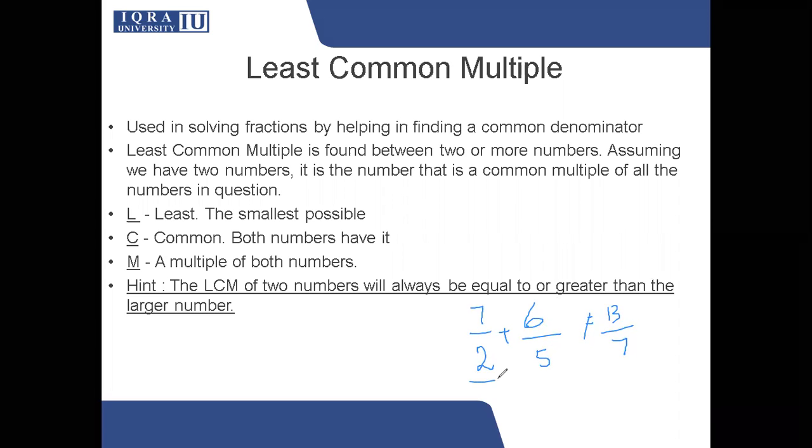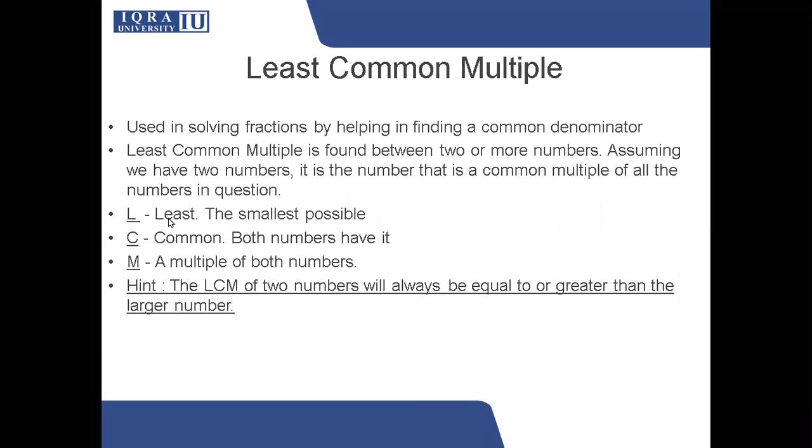We have to find a common denominator. We have to make the denominator the same, and then we add the numerators. So LCM is used to solve these fractions. Least common multiple is found between two or more numbers. It is the number that is a common multiple of all the numbers in question.